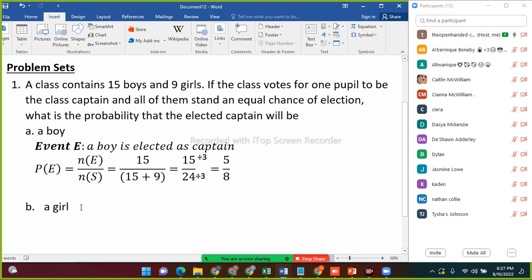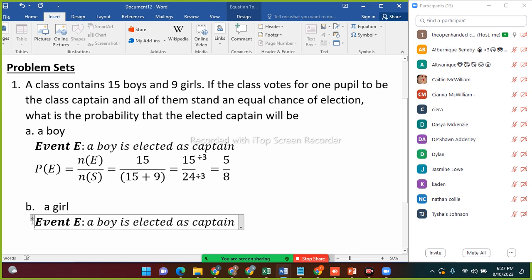Beautiful math right there. So for B, the event E is that a girl is selected as captain. This is an interesting class because there are more boys than girls. Usually there are more girls than boys in a class.